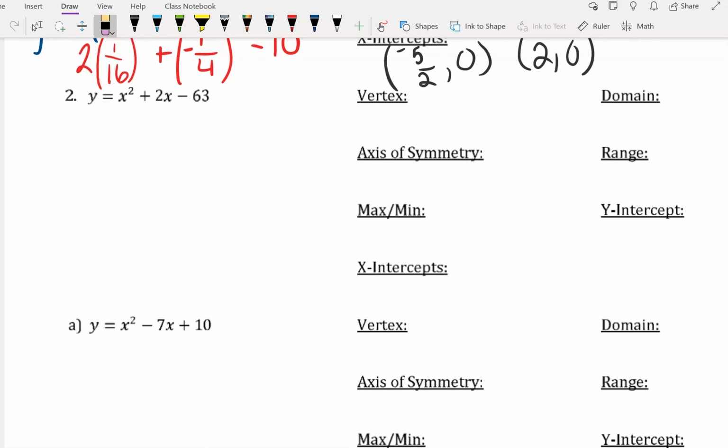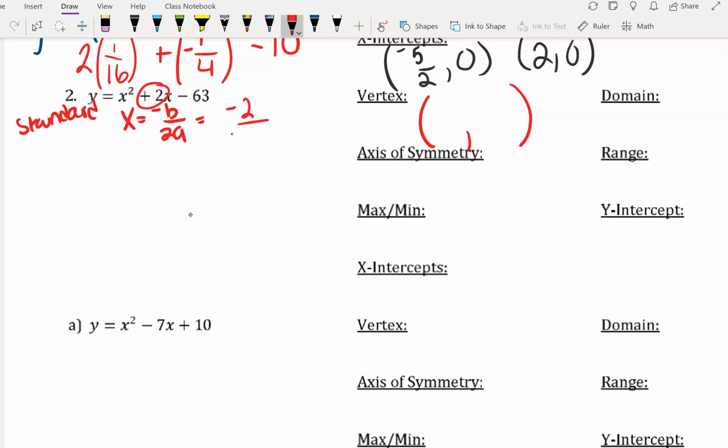All right, so the vertex. Since this is in standard form, we are going to do x equals negative b over 2a to find the x coordinate of the vertex. So negative b, this is our b value, so that's just going to be negative 2 over 2 times a, which is 1. So that's negative 2 over 2 times 1, which is 2. Negative 2 divided by 2 gives us negative 1. Already you can probably tell much nicer numbers than we had to deal with last time.